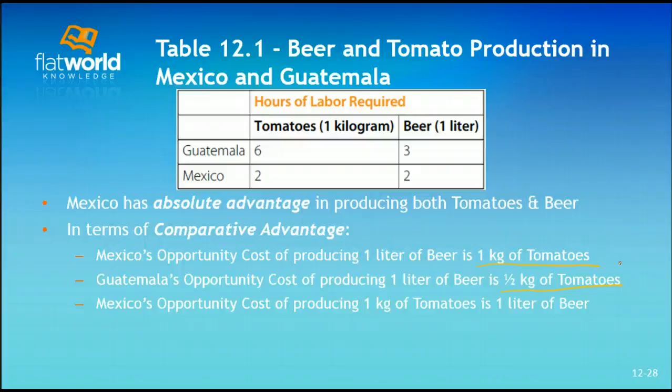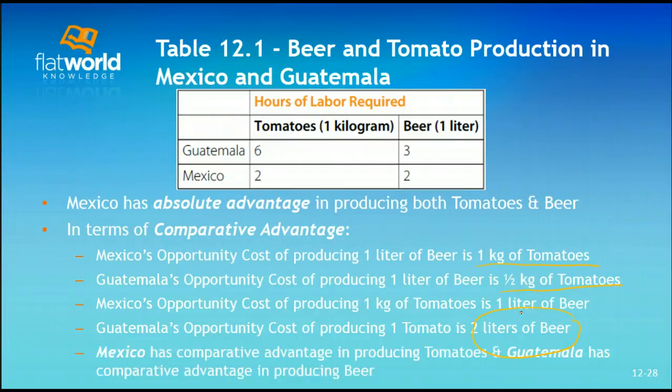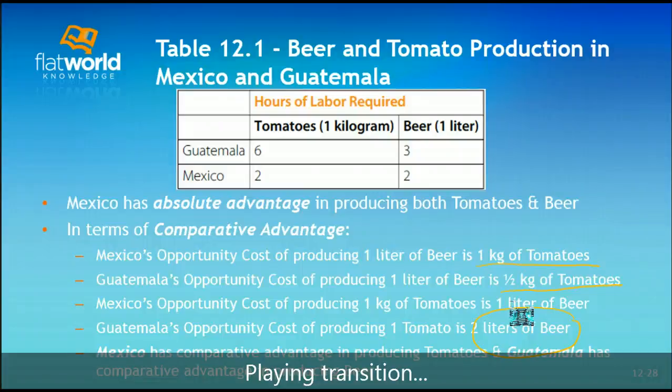Looking then at producing tomatoes, we see that Mexico's opportunity cost of producing 1 kilogram of tomatoes is 1 liter of beer, and Guatemala's opportunity cost of producing 1 kilogram of tomatoes is 2 liters of beer. Clearly, Guatemala is not as efficient at producing tomatoes, because it costs them 2 liters of beer. Mexico has the comparative advantage in producing tomatoes because it only costs Mexico 1 liter of beer to produce a kilogram of tomatoes. And Guatemala has comparative advantage in producing beer because it only costs it a half kilogram of tomatoes to produce 1 liter of beer.